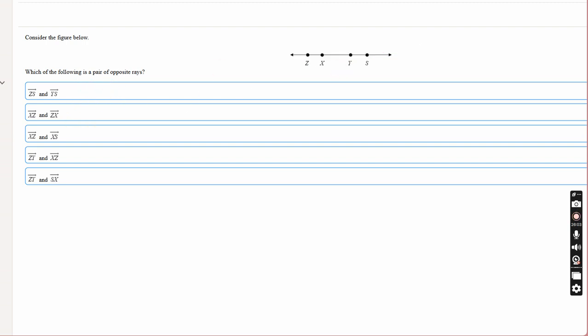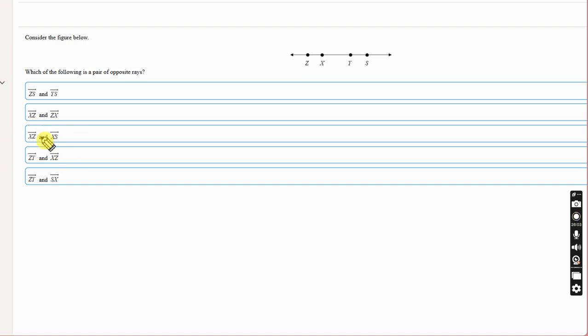The next one, sorry, let me make the color a bit less dark. Okay, so XZ and ZX. XZ is this direction, and then ZX is going in this direction. Again, let's check. Let's make it with another color so we see it better. XZ is going in this direction, and the other one, ZX, is going in this direction. No, because they don't start from the same starting point. They're supposed to have one starting point that's together.